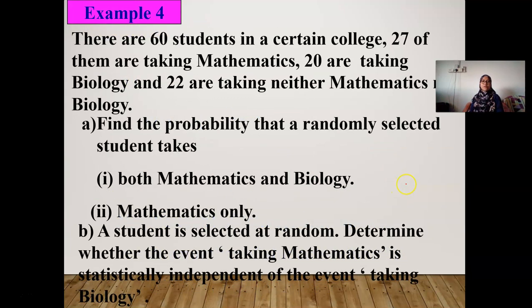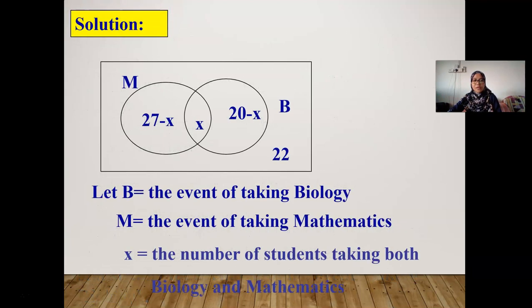Okay, next example. There are 60 students in a certain college. 27 of them are taking mathematics, 20 are taking biology, 22 are taking neither mathematics nor biology. Find the probability that a randomly selected student takes both mathematics and biology.